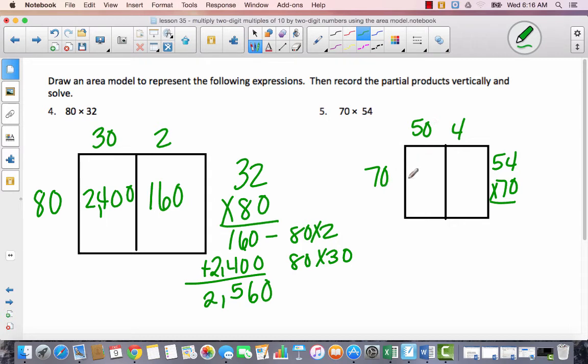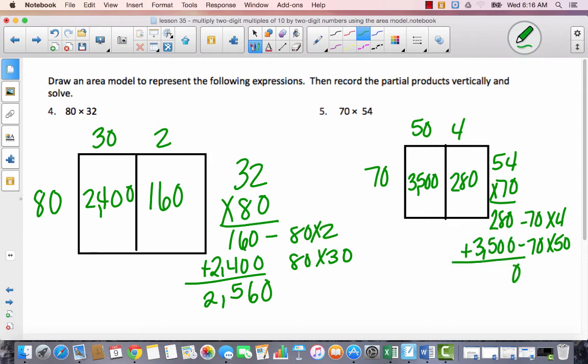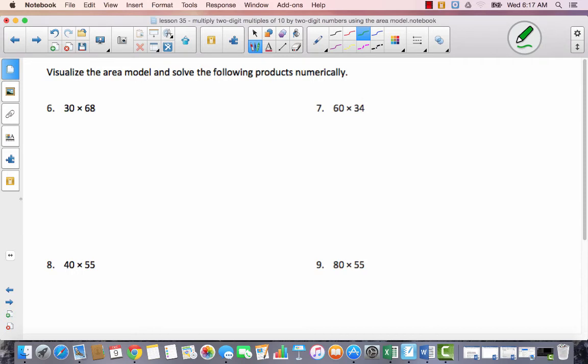All right, so 50 times 70 would be 3,500 because 5 times 7 is 35, and then I added my 2 zeros, and then 7 times 4 is 28, and add my 0. So I did 70 times 4, which was 280, and then I did 70 times 50, which was 3,500. When I add those together, I get 3,780. All right, now let's take a look at the next one.